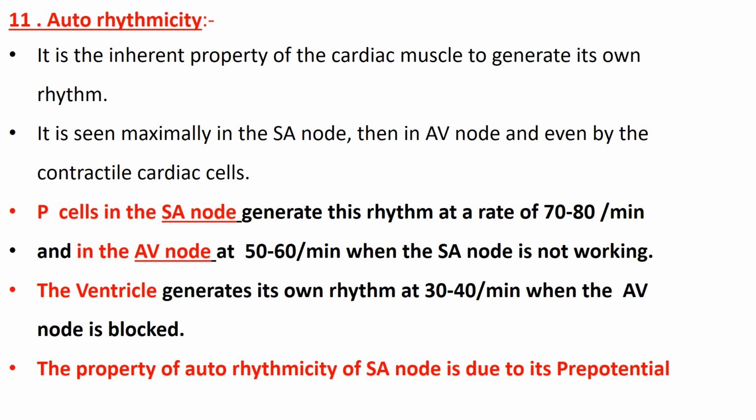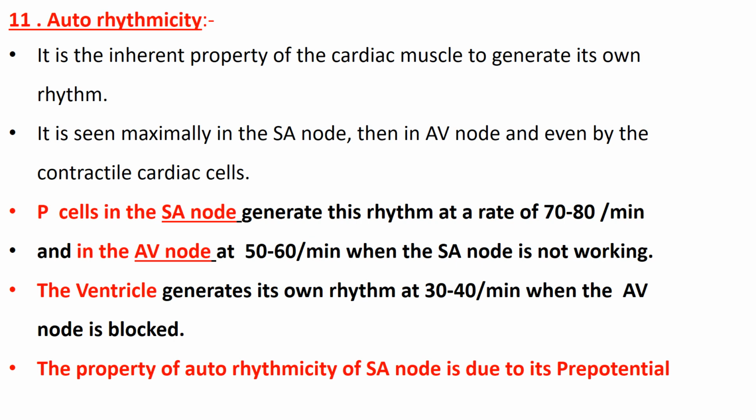They can generate this rhythm at a rate of 70 to 80 beats per minute, and in the AV node it is 50 to 60 beats per minute, and the AV node will generate the rhythm when this SA node is not working. And the ventricles, if they do not receive any impulse from the AV node, they are capable of generating their own rhythm at 30 to 40 beats per minute.